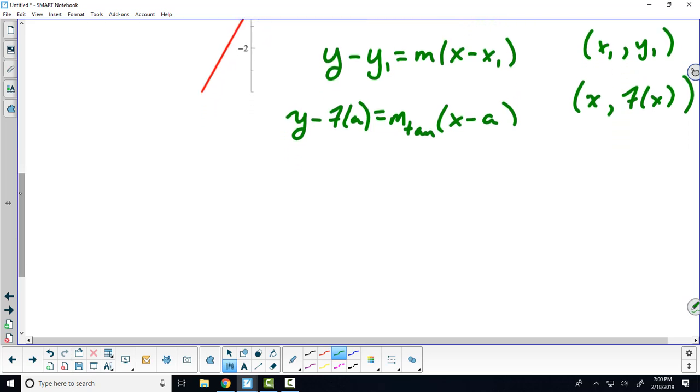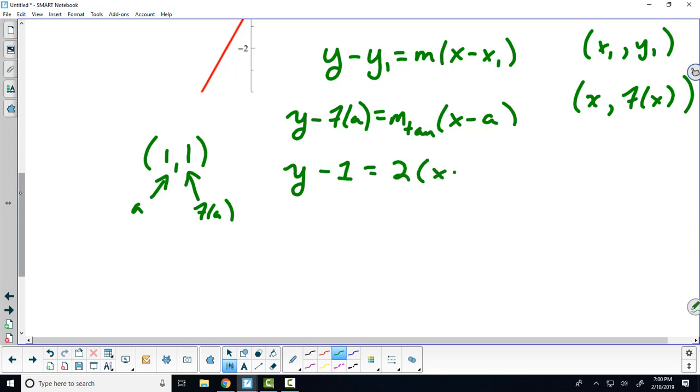So for our particular point, we had the ordered pair 1 comma 1, right? So this was our a, this was our f of a. So this would be y minus 1 is equal to 2 times x minus 1. Okay? Folks, I am perfectly happy with the point-slope form of a line if I ask you to give me an equation of the tangent line. Okay? This is just as valid as slope-intercept form. I can work with it just as quickly. I know the slope of the line. I can identify the ordered pair that it passes through, 1 comma 1.